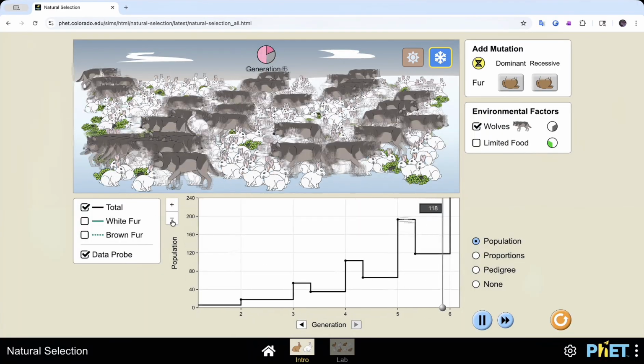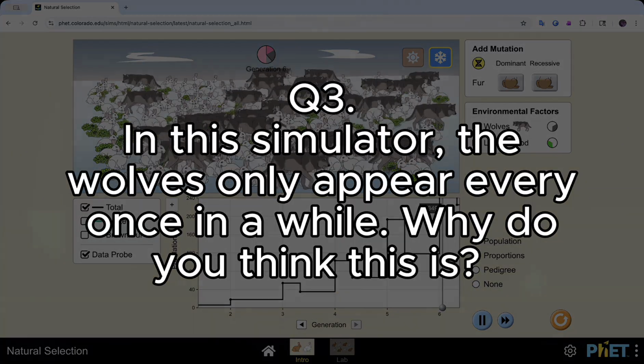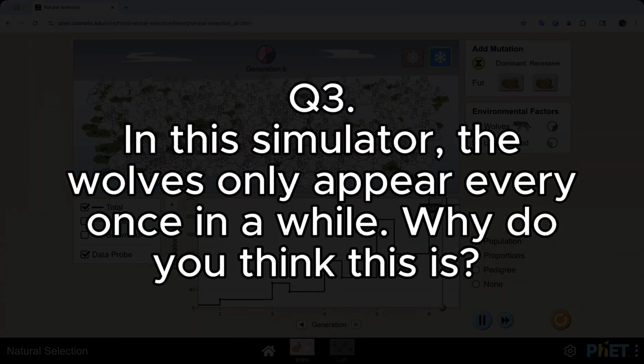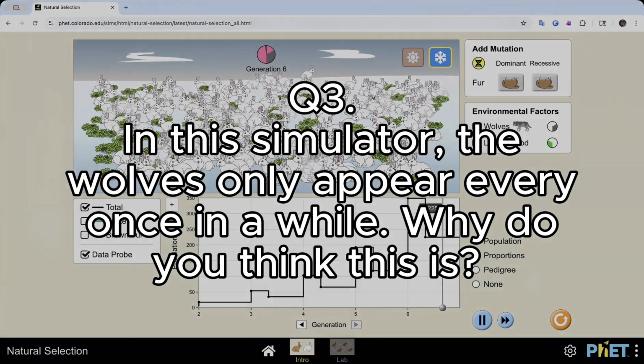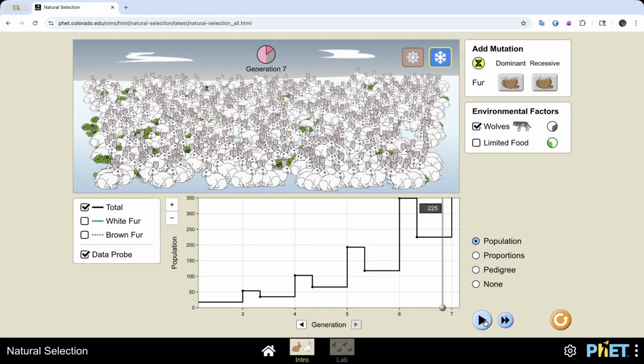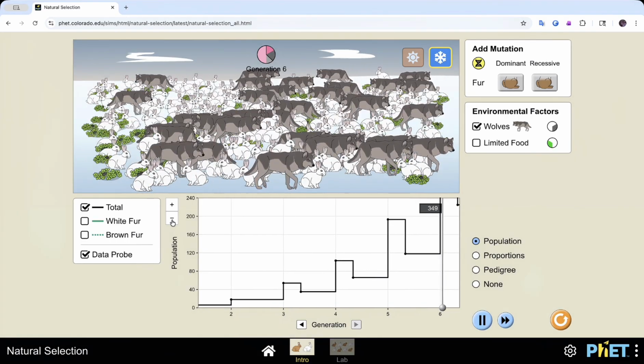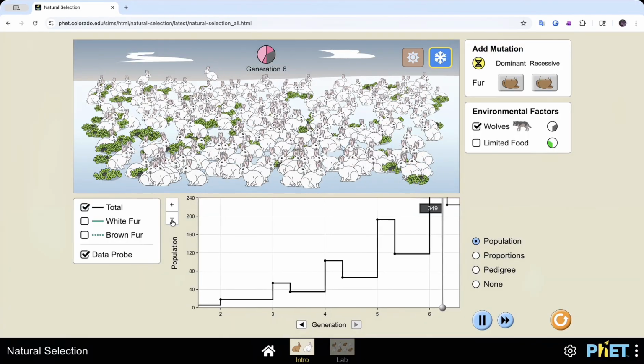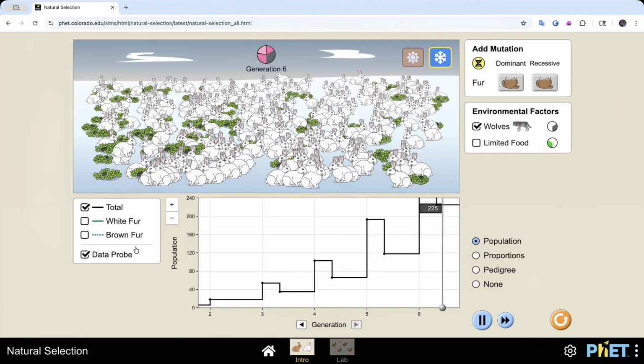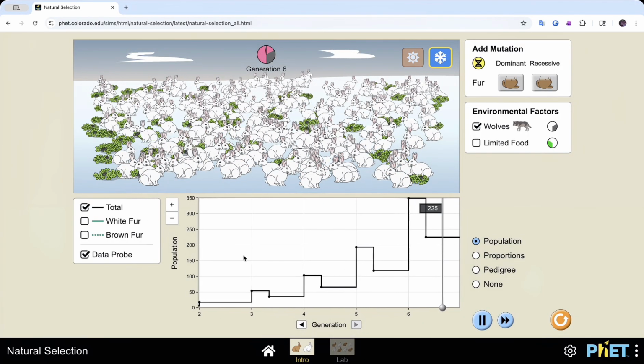Now, you might also notice that in this simulation, wolves do not appear constantly. They only show up every once in a while. Here is our next question. Why do you think that is? There are actually two reasons. First, in real ecosystems, predators do not hunt every single minute of every day. They hunt when they are hungry, and they rest when they are not. This is what the simulation is trying to show us.